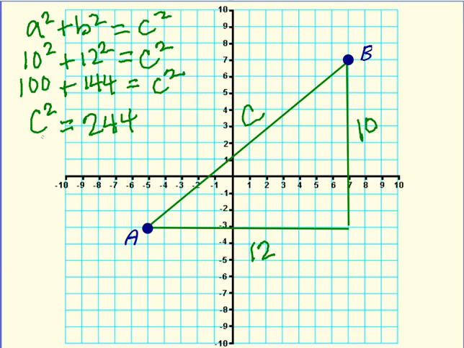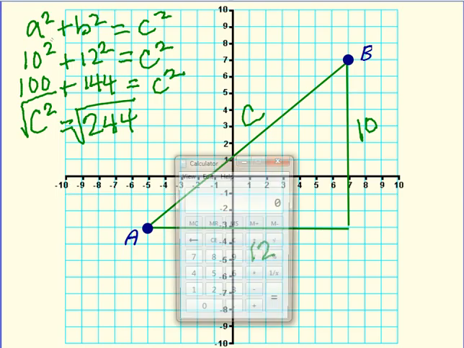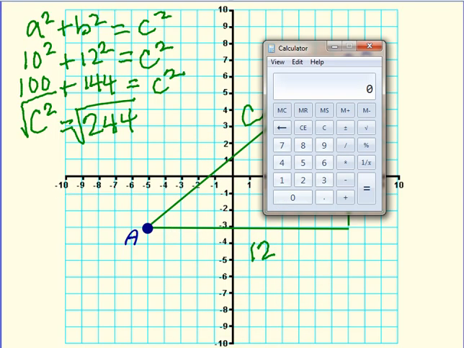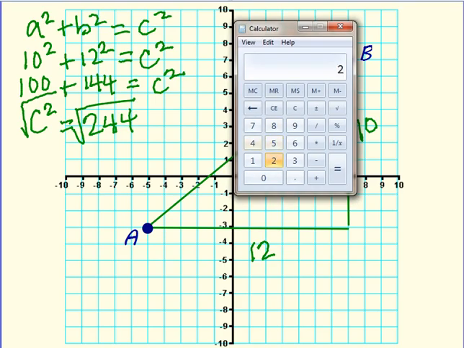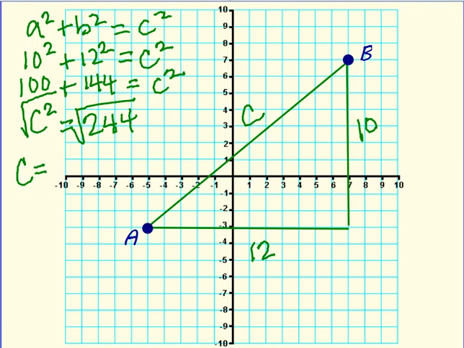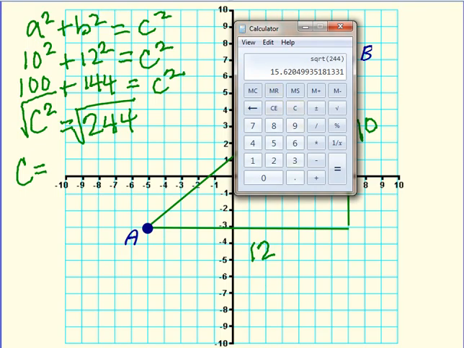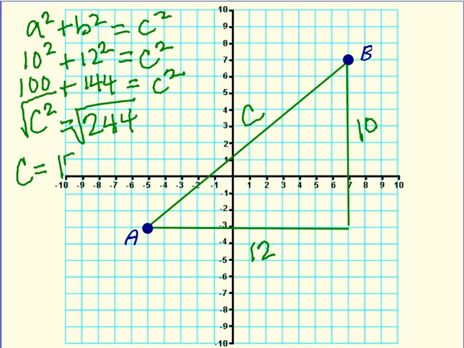What's the last step to go from C squared to C? I have to square root. So square root of 244, that's not quite as easy to find. So this is where your calculator is going to come in handy for us. We're going to take the square root of 244. For now, we're going to round to the nearest tenth. So C is going to be 15.6 units long.